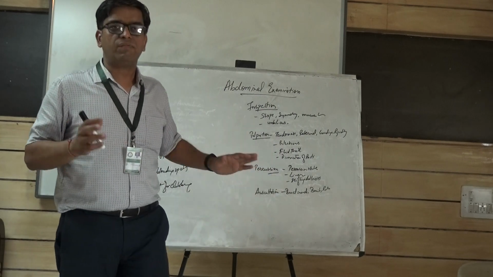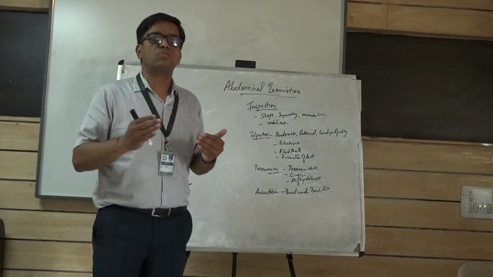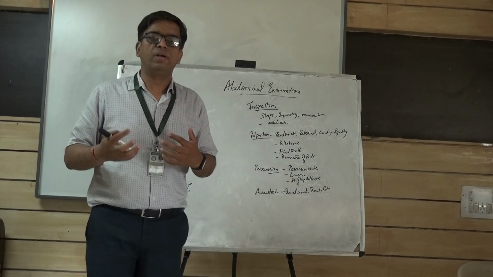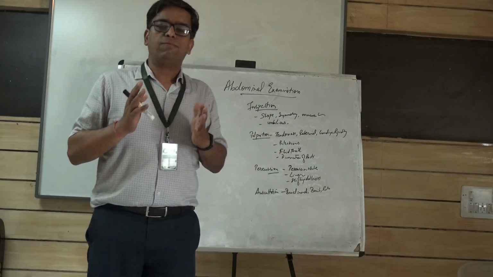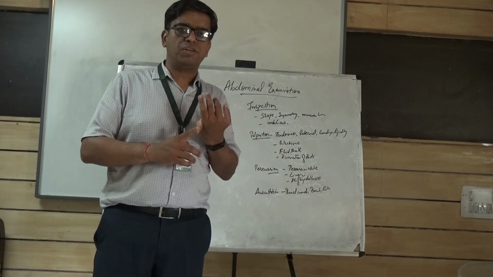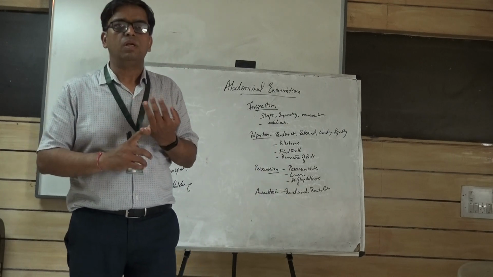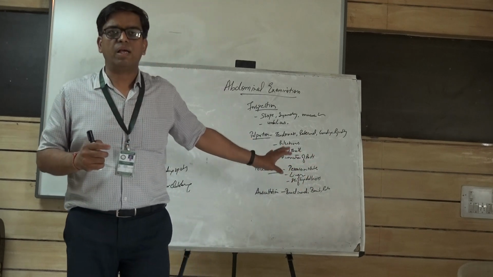By doing the percussion, we can also check for the shifting dullness. If the patient is presenting with fluid filled in the cavity, then that is known as ascites, and for checking the ascites, percussion is the best method. We can look for the shifting dullness, we can look for the puddle sign, we can look for the fluid thrill, succussion splash. All these things require percussion.